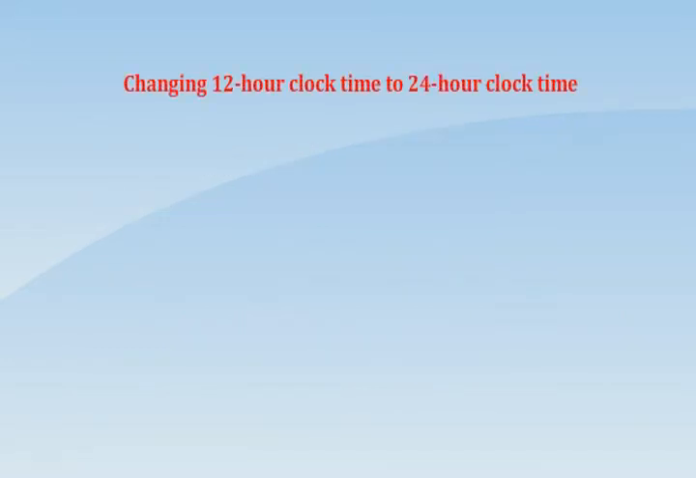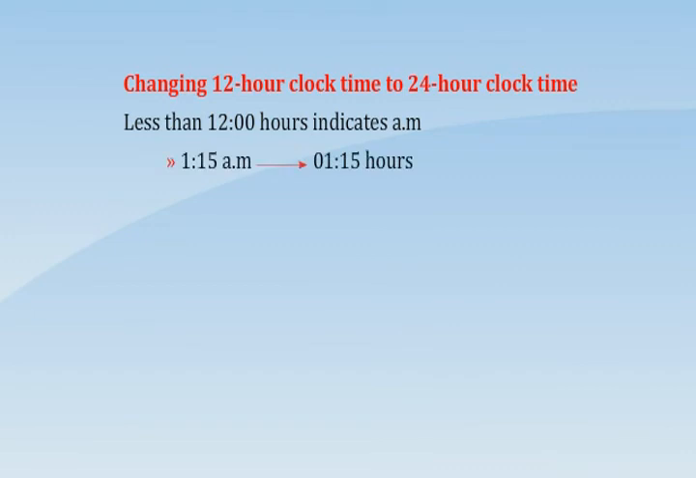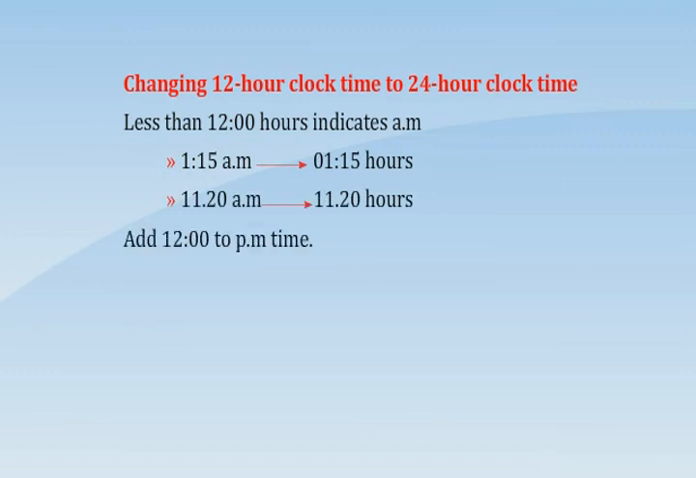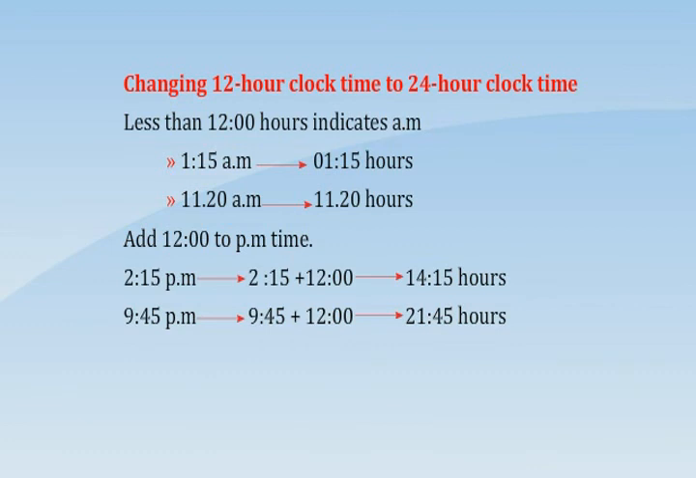Changing 12-hour clock time to 24-hour clock time. Less than 12 hours indicates AM. 1:15 AM is equal to 1:15 hours. 11:20 AM is equal to 11:20 hours. Add 12 to PM time. 2:15 PM is equal to 2:15 plus 12, which is 14:15 hours. 9:45 PM is equal to 9:45 plus 12, which is 21:45 hours.